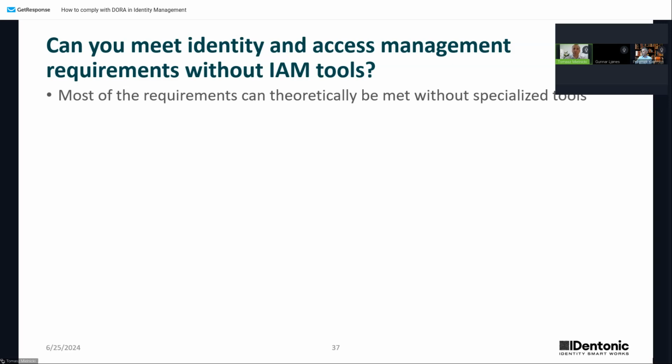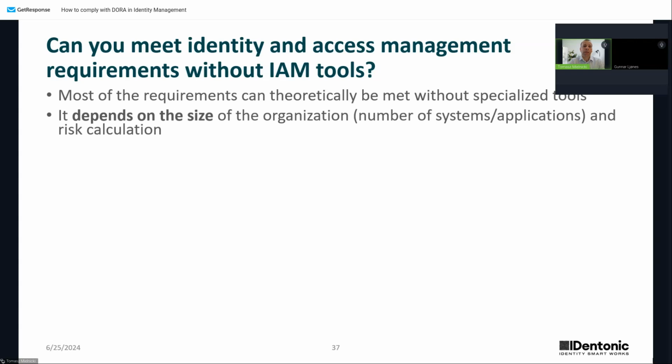So first of all, most of the requirements can be theoretically met without specialized tools. Most of them, with the exceptions I've mentioned, like a PAM solution. So a PAM solution is mandatory, and there are multiple vendors. Actually, I have a slide on that. So if you wouldn't mind, I will continue, and you will learn the answer. But whether to use them or not depends on the size of the organization and the risk calculations.